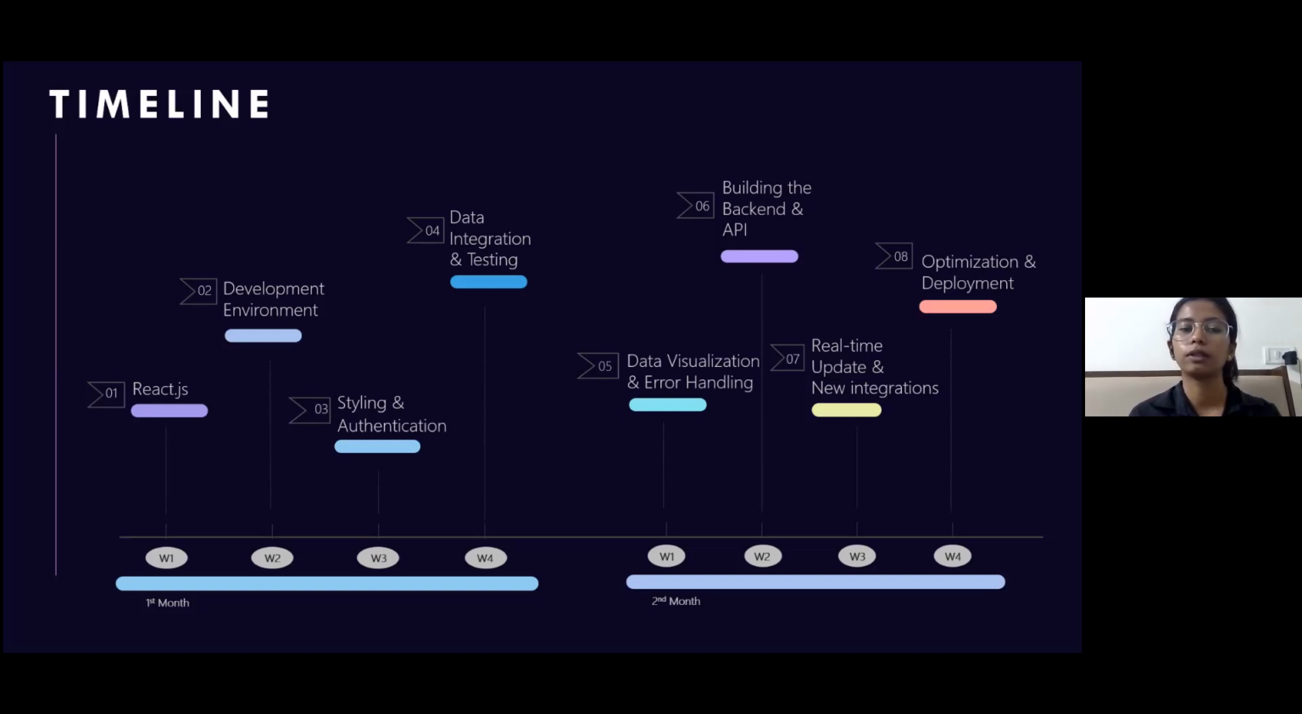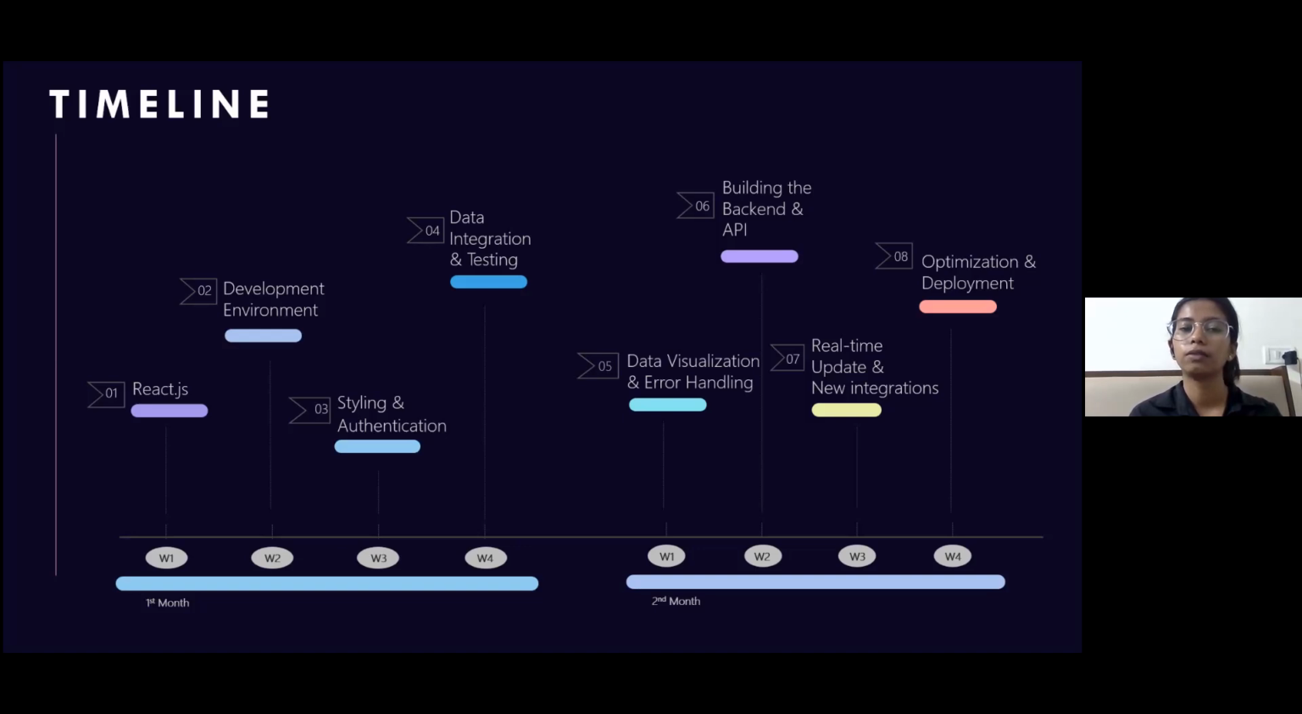And coming to week 4, we will work on the data integration and testing. We will connect our app to the Alpha Vantage API, which pulls the real-time stock market data. Then we put on our detective hats and test the app using frameworks like Jest and Enzyme. Now coming to week 5, we will do data visualization and error handling. That will be the time to make our data visually appealing using Chart.js and DC.js.